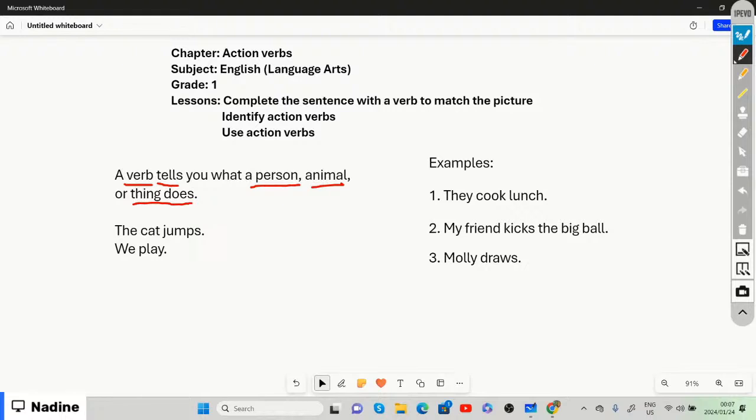So whether it is a person doing the action, an animal doing the action, or just a thing that is doing the action, that is a verb. And we don't identify the person that's doing the action, we identify the action that is taking place.